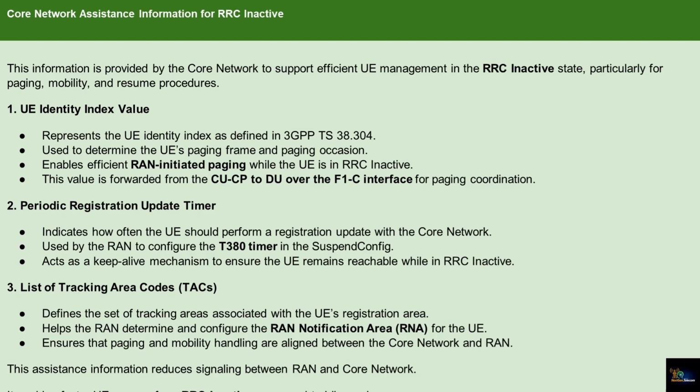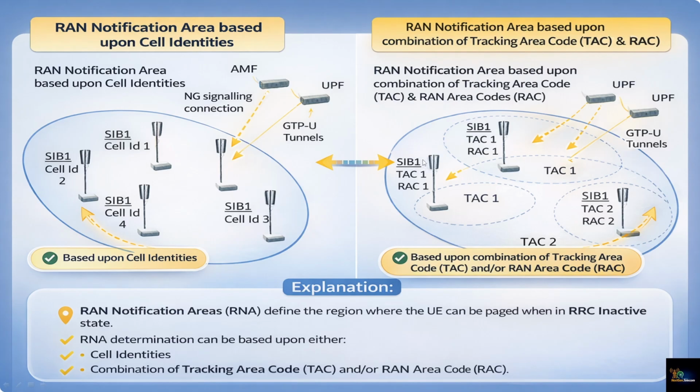List of tracking area codes: this defines the set of tracking areas associated with the UE registration area. It helps the RAN determine and configure the RAN notification area for the UE and ensures paging and mobility handling are aligned between the core network and the RAN. So the list of tracking area codes is required. In these pictures, here is the list of tracking area codes, tracking area 1, tracking area 2, like that, and the tracking area with the RAC is also there.